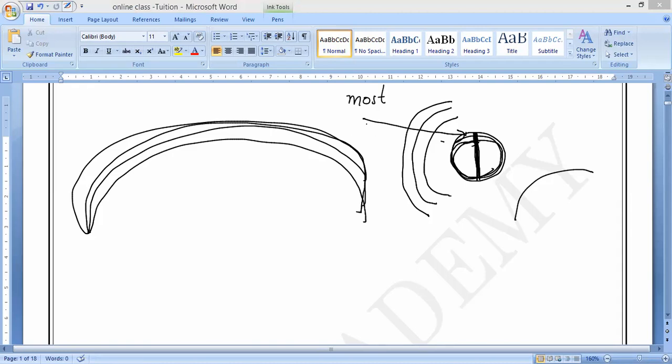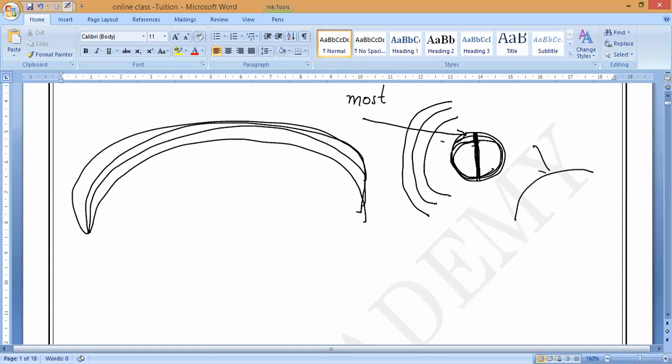They will ask you the question, why is it always like an arc? Anybody? What is the reason behind it looking like an arc? Because the sunlight always falls on half of the earth, and the earth is spherical in shape. So that is the reason. The rainbow formed is also like an arc only. Do you understand, guys?